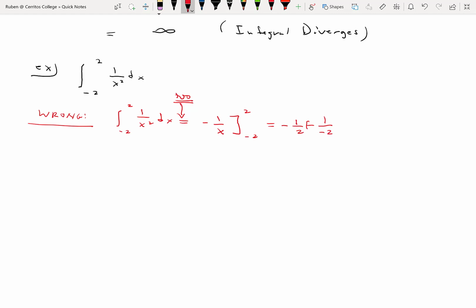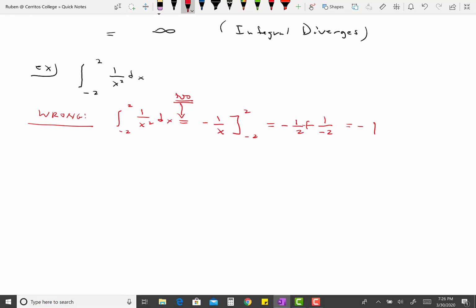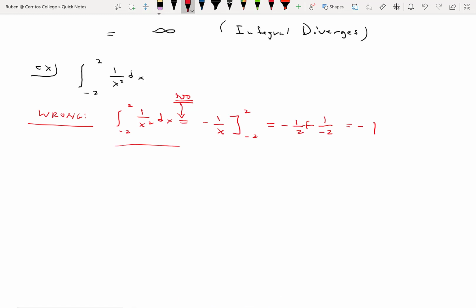So we subtract the antiderivative at the lower limit, but the antiderivative is already negative, so that amounts to adding, but the lower limit itself is negative. So we get a value here of -1. This is not correct. In fact, can you think of why it's impossible for the integral of 1 over x squared from -2 to 2 to equal -1? It's impossible.